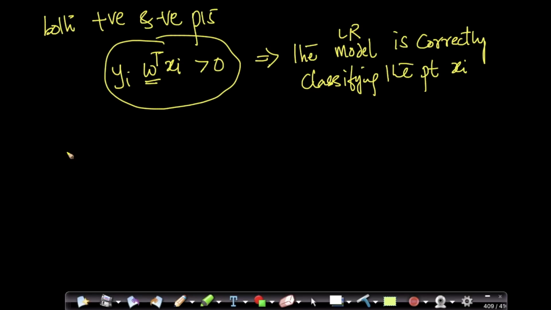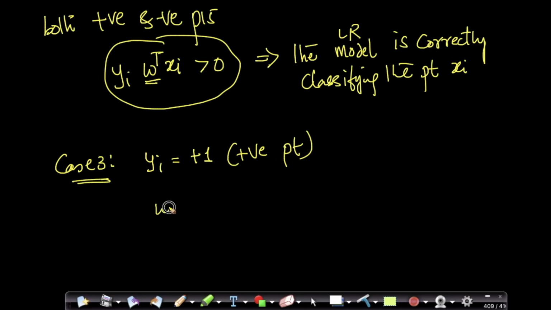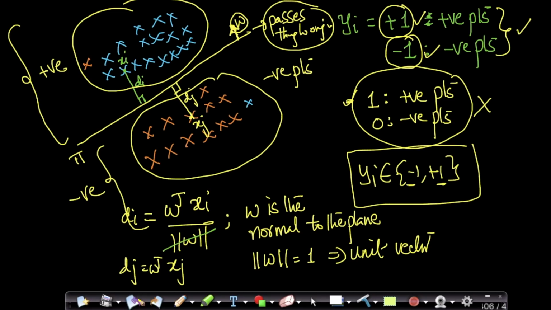Now let's take the other case. Let's take case 3 now. Case 3 is that yi is a positive data point, and let's assume w transpose xi is less than 0. When does that happen? Let's look at this. So yi is a positive point, but w transpose xi, let's assume this is my xi, since this is in the opposite direction of w, when I do w transpose xi with this xi, I'll get a negative value. Similarly, I'll get a negative value.